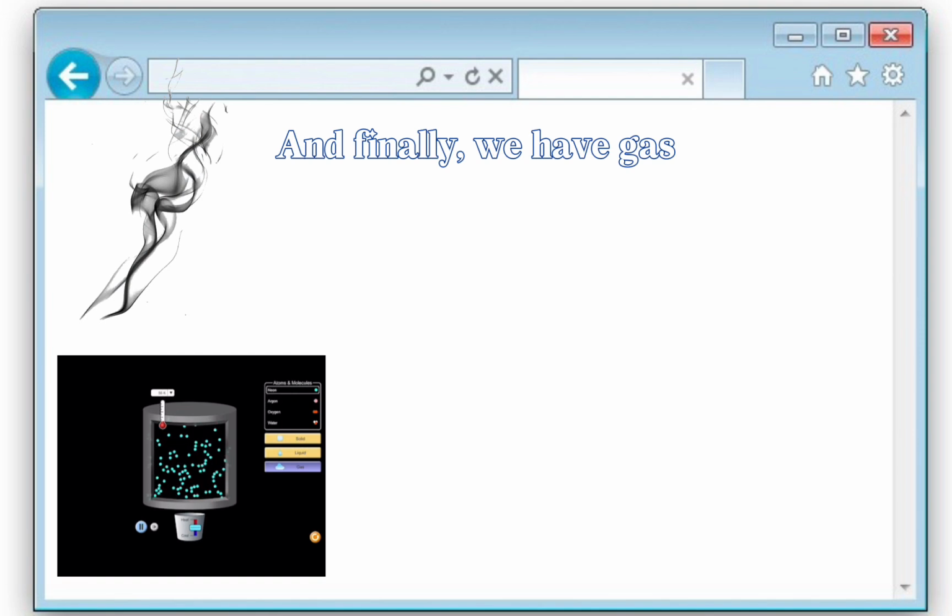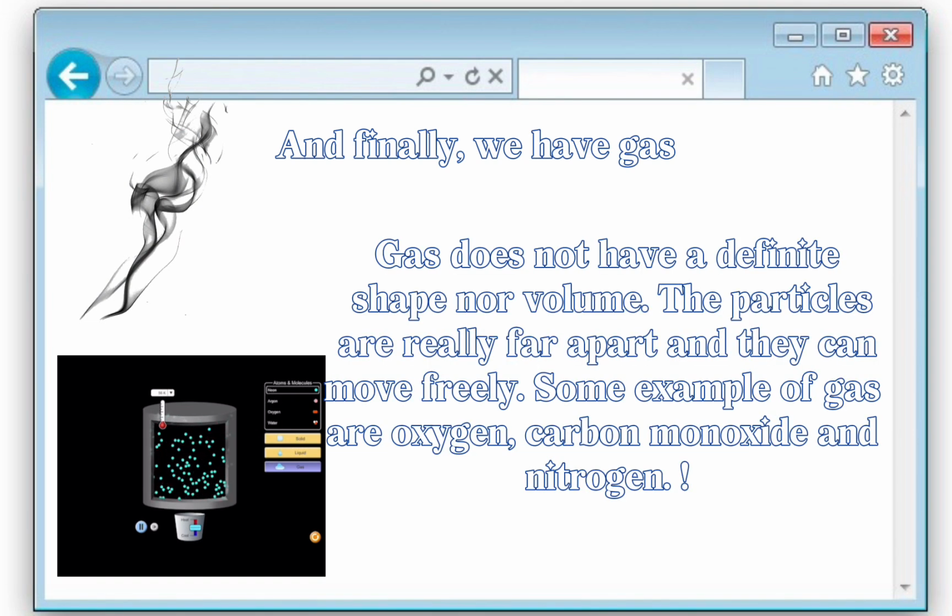And finally, we have gas. Gas does not have a definite shape nor volume. The particles are really far apart and they can move freely. Some examples of gas are oxygen, carbon monoxide, and nitrogen.